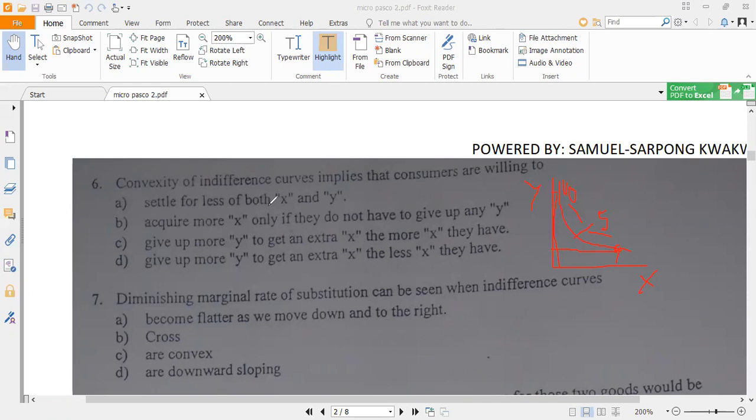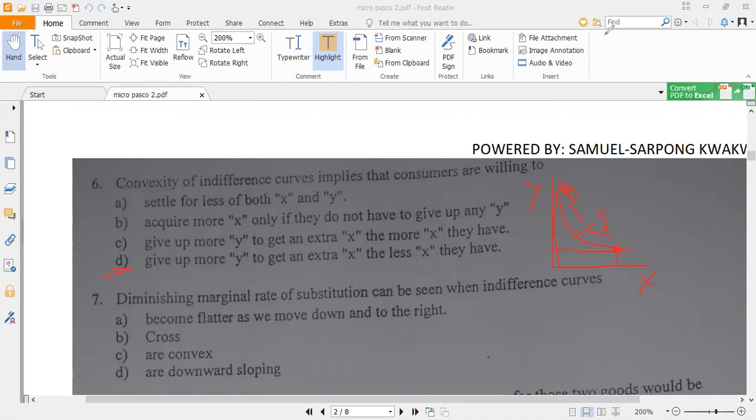So the convexity means that the person is willing to give up more y to get an extra unit of x, the less x that they have. If you are at a point like this, you are consuming more y and less x, so you'll be willing to give up more y for just an extra unit of x. So the answer should be D: give up more y to get just an extra x when you are consuming less of x.